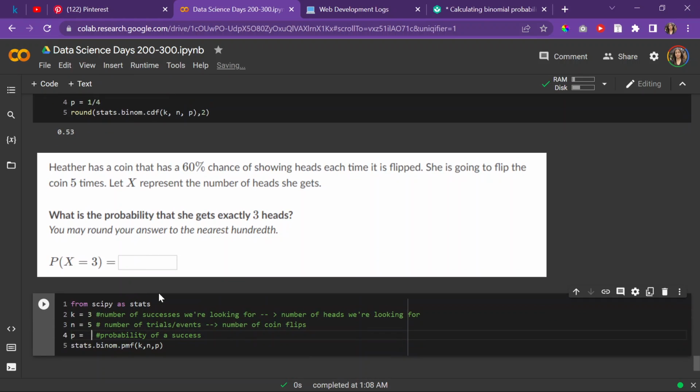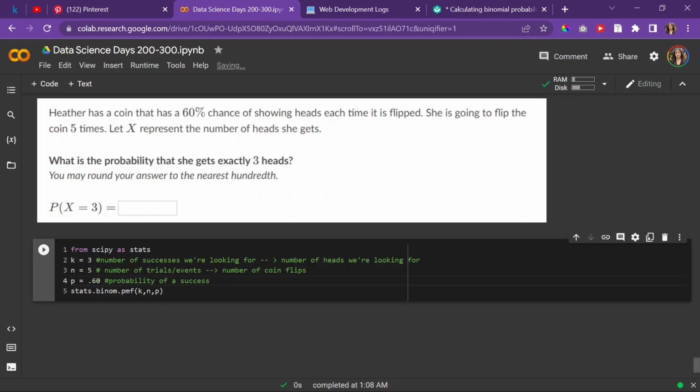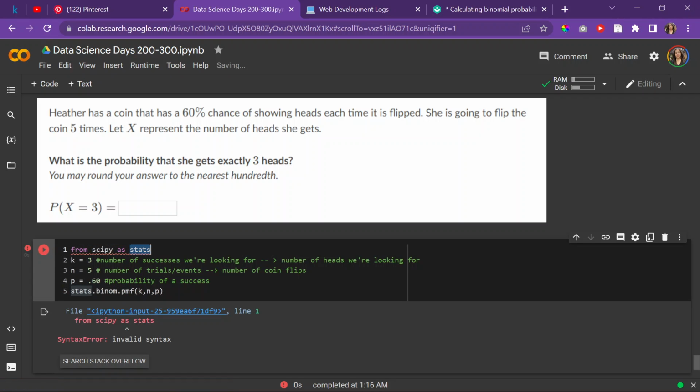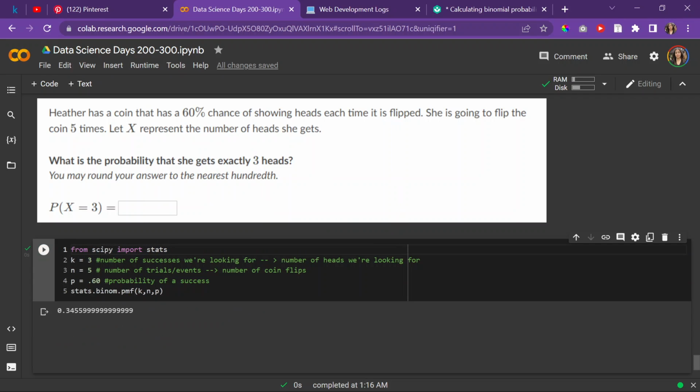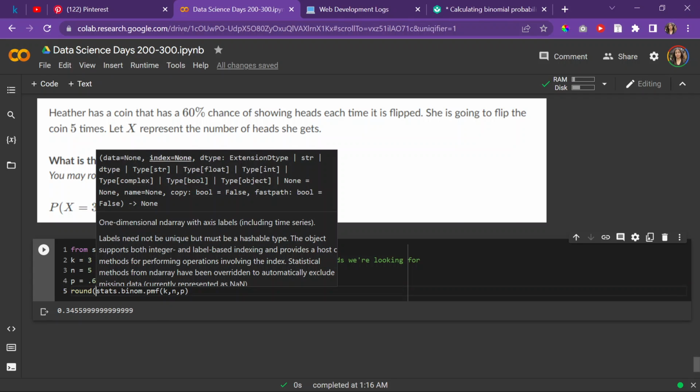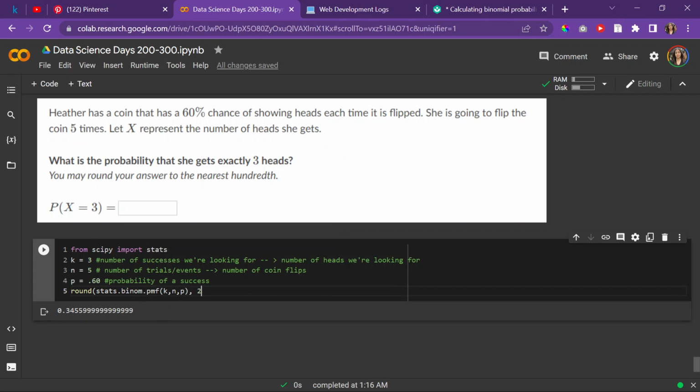So in this case, it's a 60% chance, so that means it's 0.60. And then again, stats.binom.pmf, because we want exactly the probability of it getting exactly 3 heads. And then that's going to give us an answer, but we want to round that answer. From SciPy, import stats. So we want to round that answer to 2 decimal places, to the 100th place. So we'll do round. So round takes 2 parameters, right?